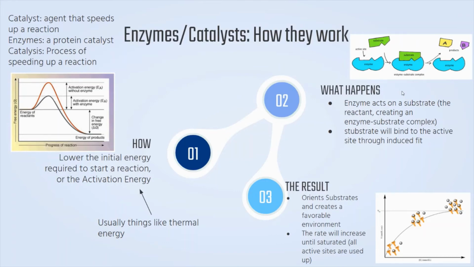And the rate will actually increase until the entire reaction is saturated, which means all the active sites are used up. So you can see in this diagram, if you're increasing the number of reactants, the rate will keep increasing because you have enough enzymes. However, once there are not enough enzymes to accommodate all the reactants, the speed will start to stagnate.